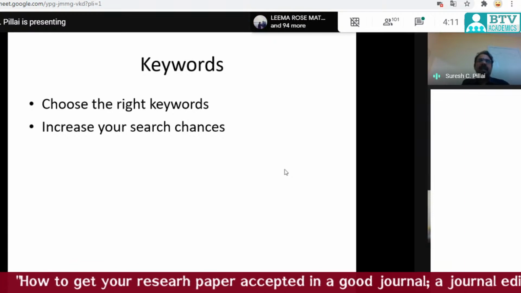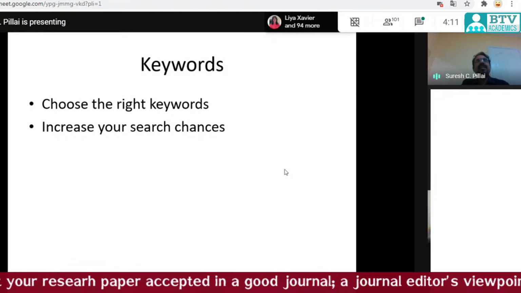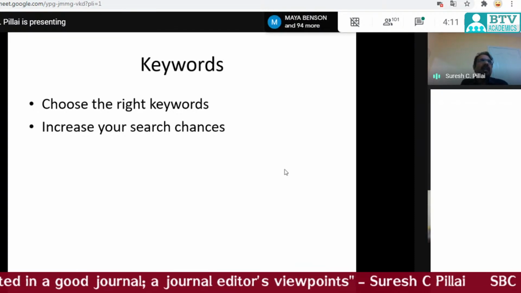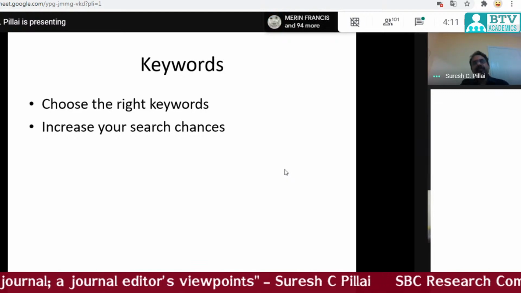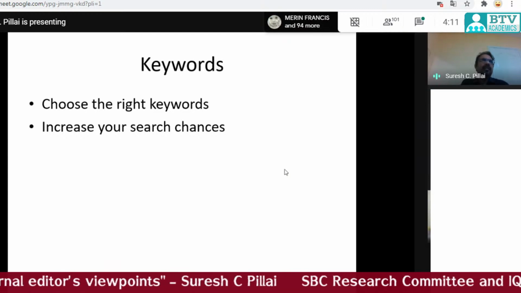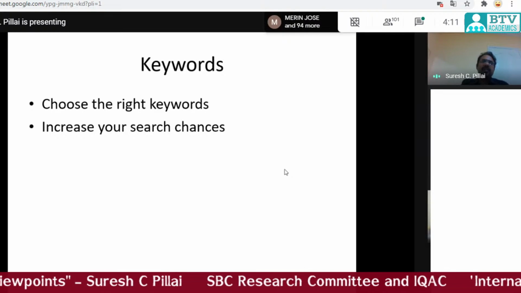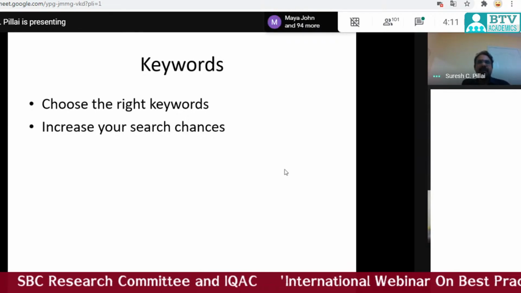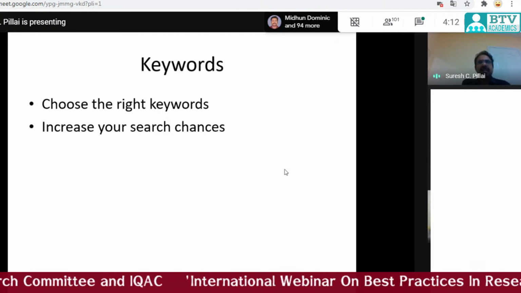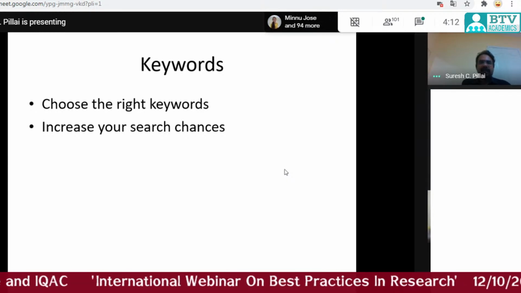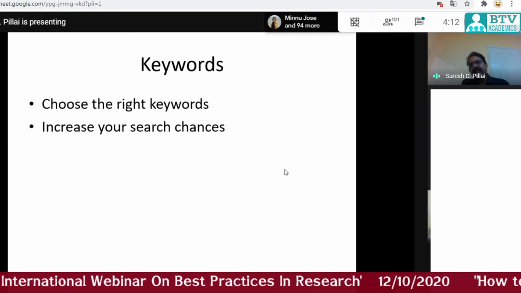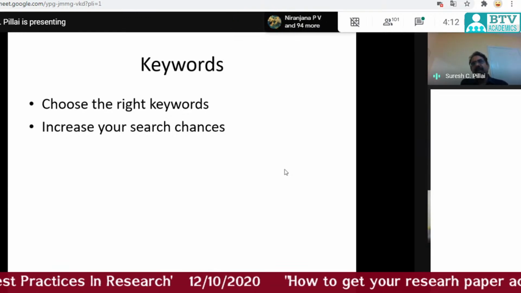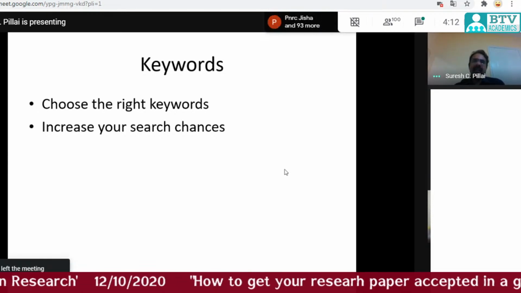You should give the proper keywords, and also make sure that your keywords will increase your search chances. What does that mean? If you have, for example, the word photocatalyst, and you have explained the term photocatalyst already in the abstract, there is no point in giving that again in the keywords. You can give photocatalysis, because if somebody is searching for photocatalysis, they can also get that paper. Because in many cases, the abstract, keywords and the title are open for searches. The content of the paper may not come up in search unless it is open access. So in order to increase your search chances, you should consider giving a different keyword with a similar meaning to the abstract.